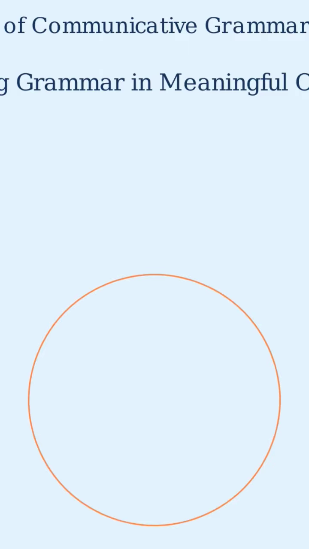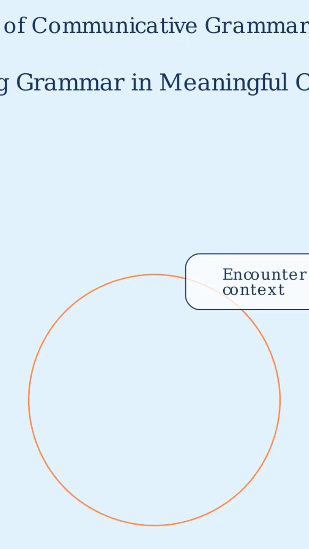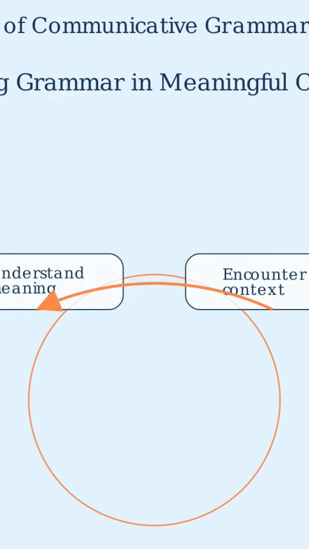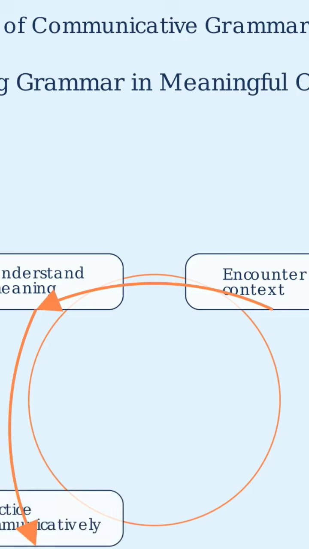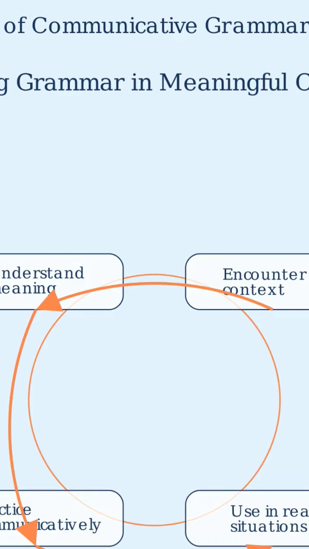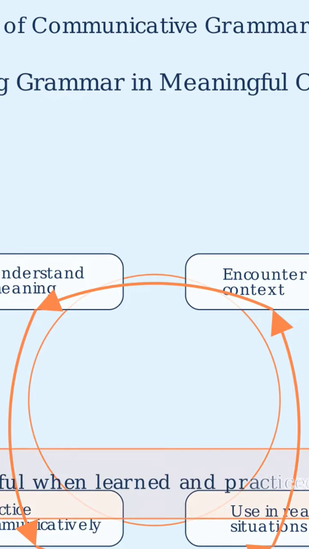The communicative learning cycle starts with encountering grammar in authentic contexts. Next, students understand the meaning and purpose of the grammar structure. Then they practice using the grammar in communicative activities. Finally, they apply the grammar in real communication situations. This cyclical process continues as students encounter new contexts, reinforcing and deepening their understanding. Grammar becomes truly meaningful to students when it's learned and practiced in communicative contexts.